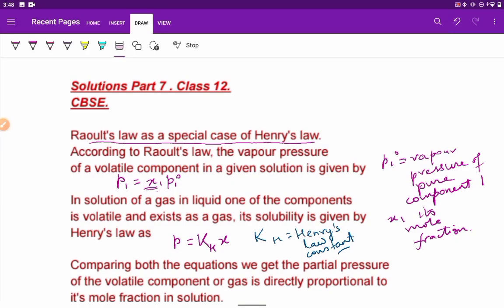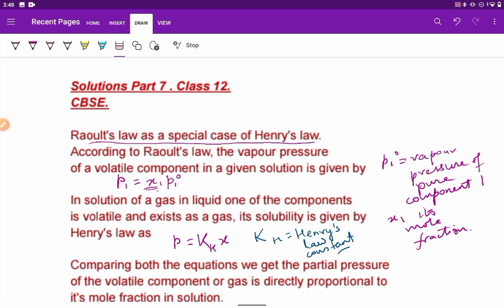Today we will deal with the topic solutions. This is part 7 of the chapter and it belongs to class 12 of CBSE. So let us start. Now today we will see that Raoult's law is a special case of Henry's law. Means we will see how Raoult's law is a special case of Henry's law.